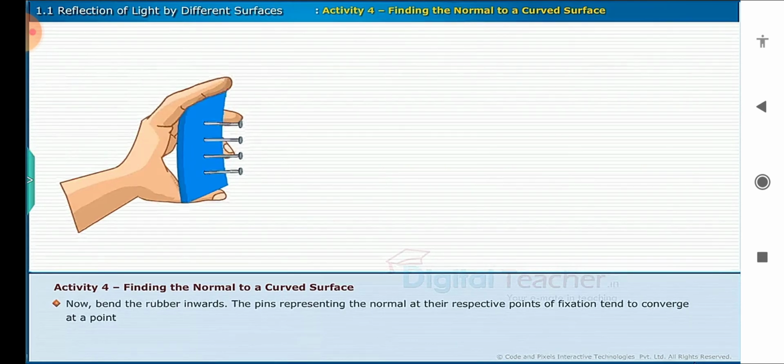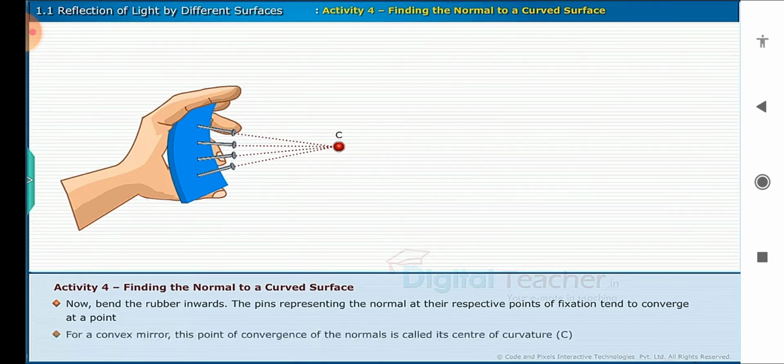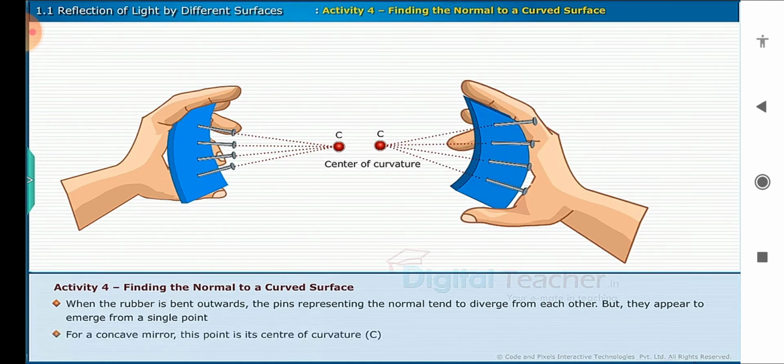Now, bend the rubber inwards. The pins representing the normal at their respective points of fixation tend to converge at a point. For a convex mirror, this point of convergence of the normals is called its center of curvature C. When the rubber is bent outwards, the pins representing the normal tend to diverge from each other, but they appear to emerge from a single point. For a concave mirror, this point is its center of curvature C.